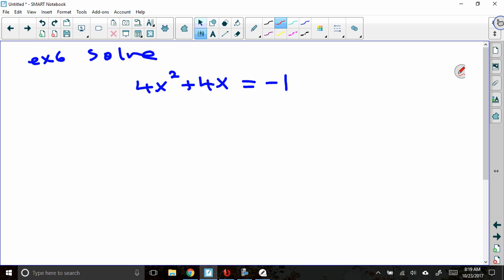So what should we do before we do anything else if we're going to try to factor this? Yeah, we got to add the 1 to both sides. So we're going to have 4x squared plus 4x plus 1, and that's equal to 0. Okay.